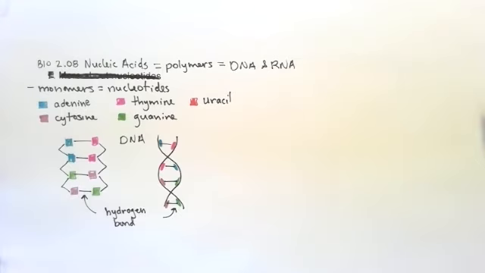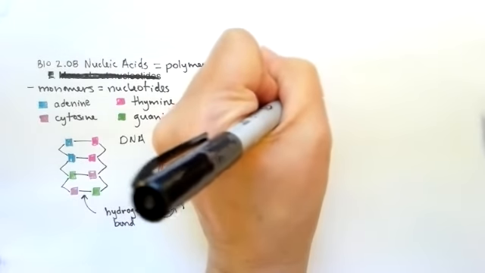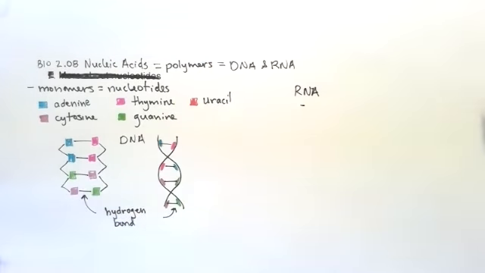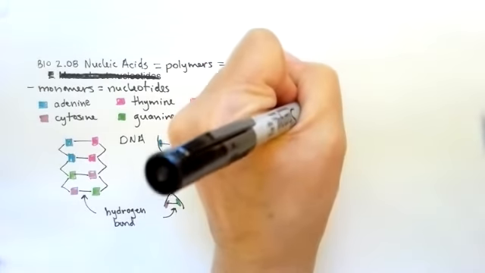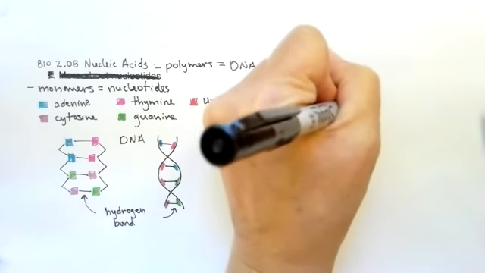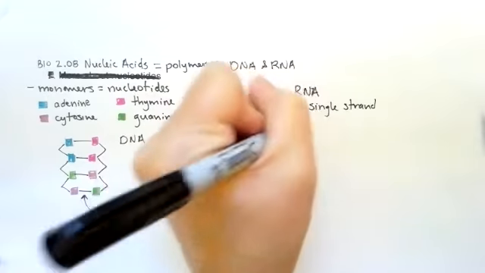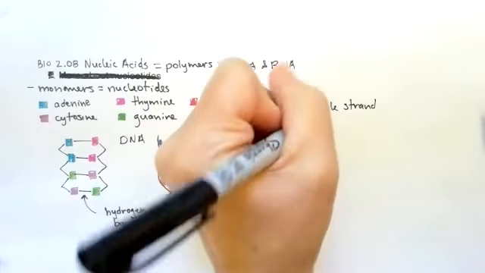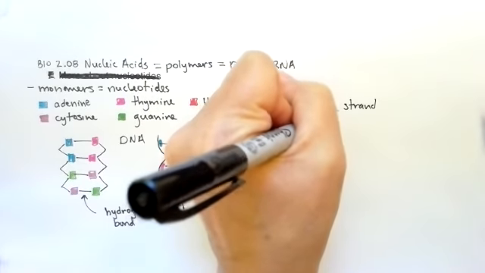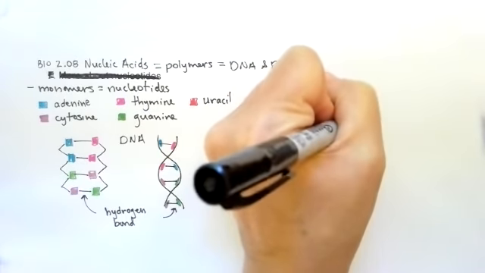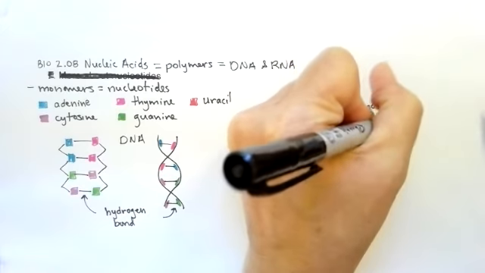Well, so what's the difference between DNA and RNA? First of all, RNA is always a single strand. And second of all, in RNA, uracil replaces thymine.